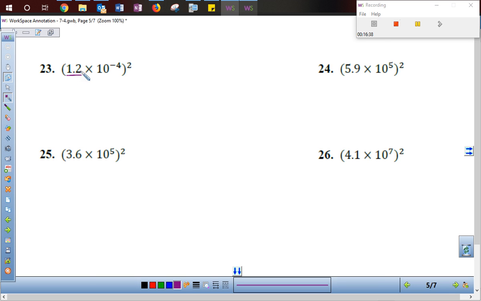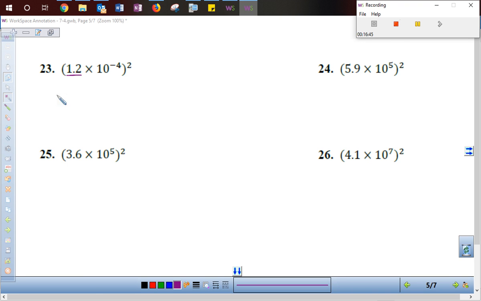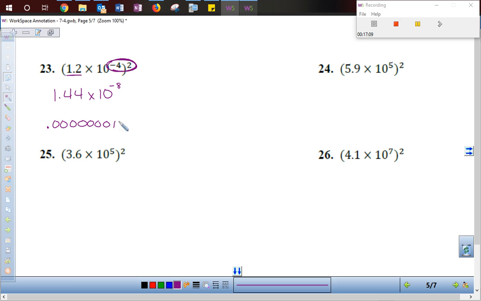Let's start by taking this 1.2 and squaring it, which gives us a result of 1.44 times 10, and now we multiply these two exponents together. So -4 times 2 gives me -8. Finally, we need to change this to standard form. So I'm going to move my decimal place to the left 8 units. So we should be left with 0.000000144. So there should be 7 zeros there.